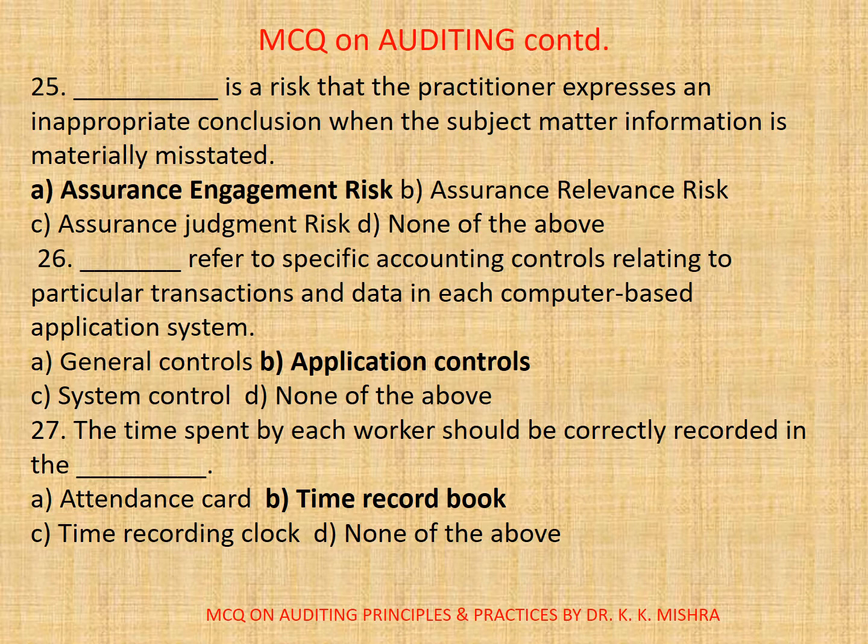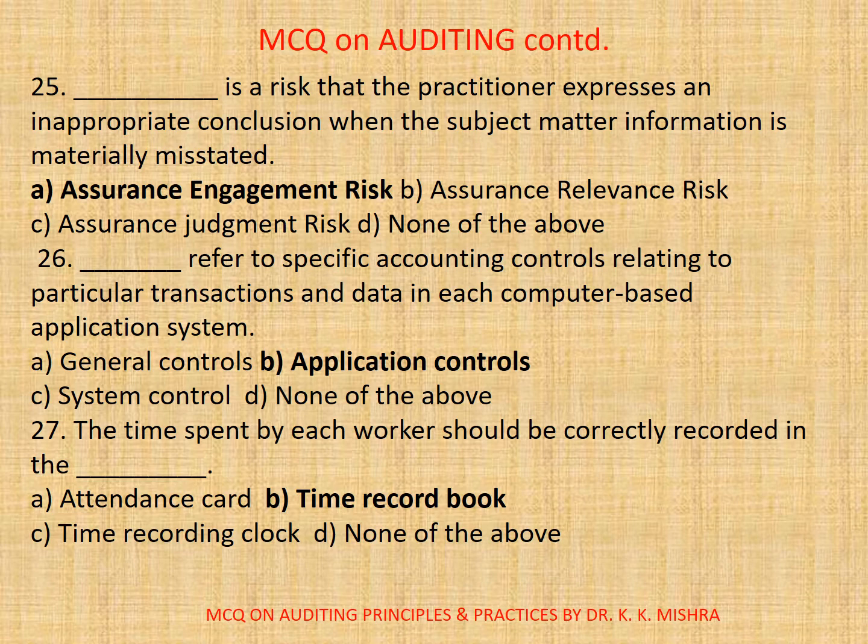Assurance engagement risk. 26. That refer to specific accounting controls relating to particular transactions and data in each computer-based application system. Options are A. General controls, B. Application controls, C. System control, D. None of the above. Correct option is B.